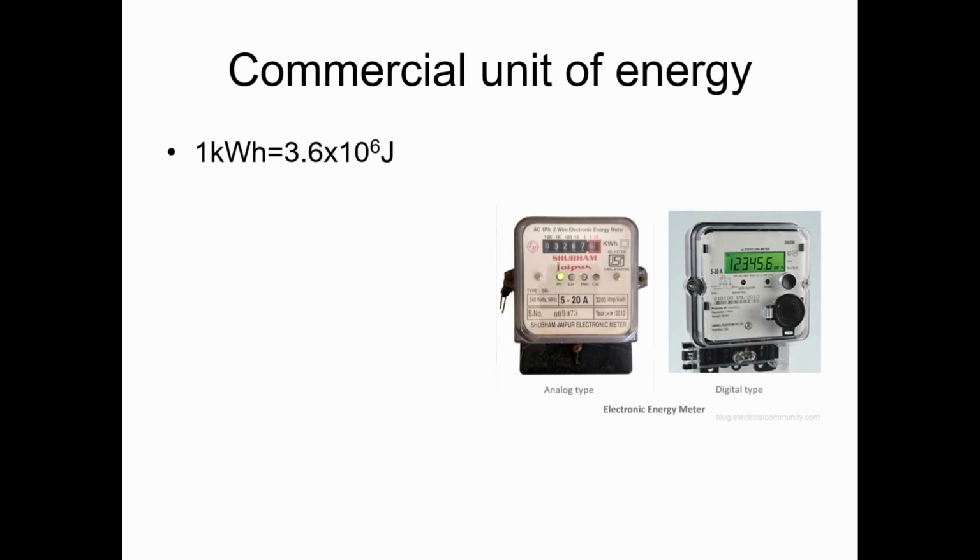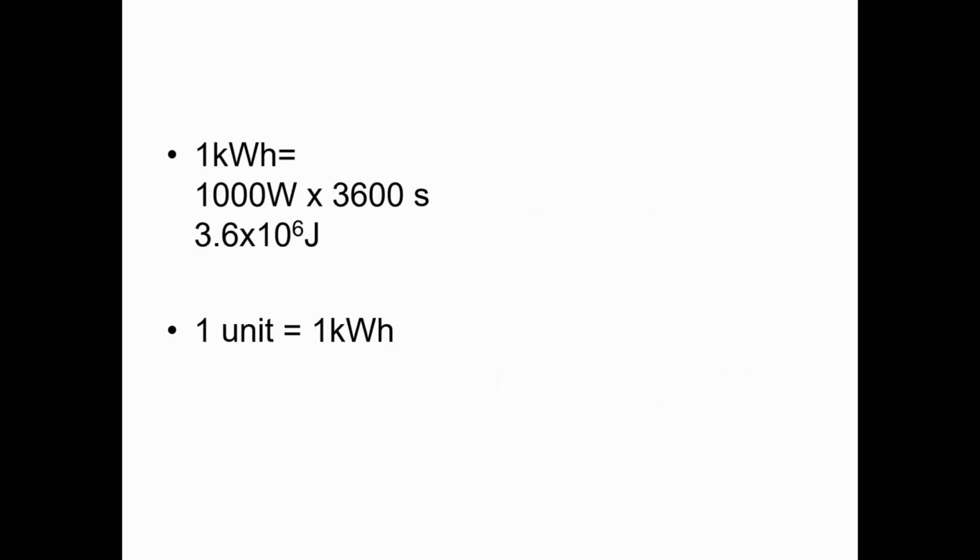While discussing this kind of energy meter, we have to study one unit. 1 kilowatt hour means 3.6 into 10 raised to 6 joule. Let's see how it came. 1 kilowatt hour equals 1 kilowatt, which means 1000 watt. Then the hour is converted into seconds, 3600 seconds. Just multiply it, then it will become 3.6 into 10 raised to 6 joule.